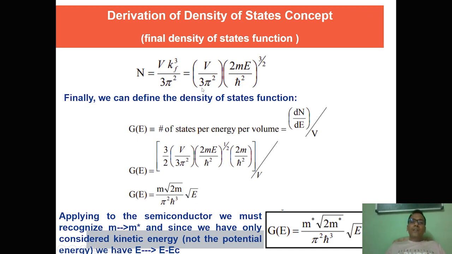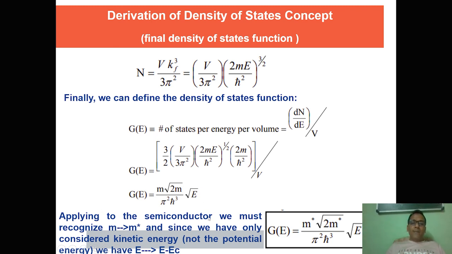So let's differentiate this. So this is 3/2, so there will be 3/2 in multiplication here. V/3π² is constant, so this is (2mE/ħ²) with minus 1 that is half, and then it is multiplied by 2m/ħ², and it is further divided by V, so V can be cancelled here, and finally G(E) is equivalent to m√(2m)/π²ħ³ √E. So this Fermi density of states is directly proportional to the square root of E.